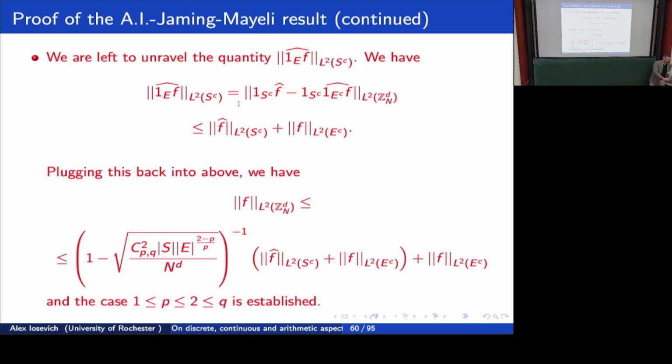We simply write it, on S complement, as F hat minus 1_E complement F hat. Here we just apply the triangle inequality. The minus doesn't help us. So we get the L2 of S complement norm of F hat, which is good because this is what we are aiming for, plus the L2 norm of F on E complement. And now we simply feed this back into the inequality and establish the result.